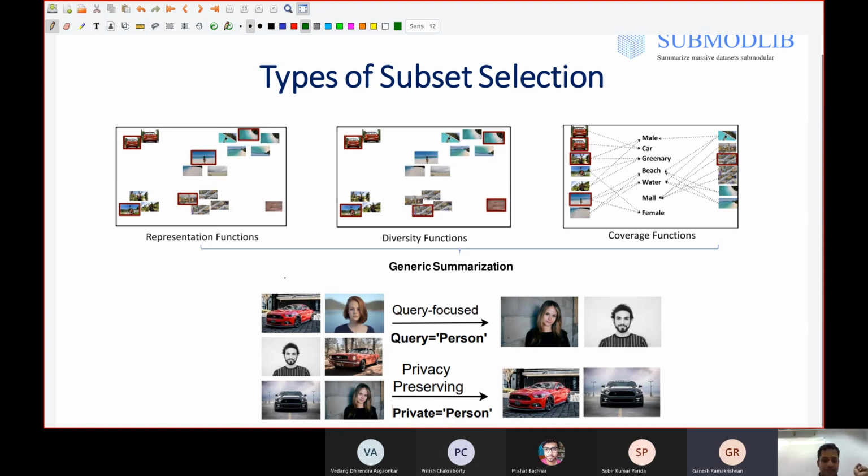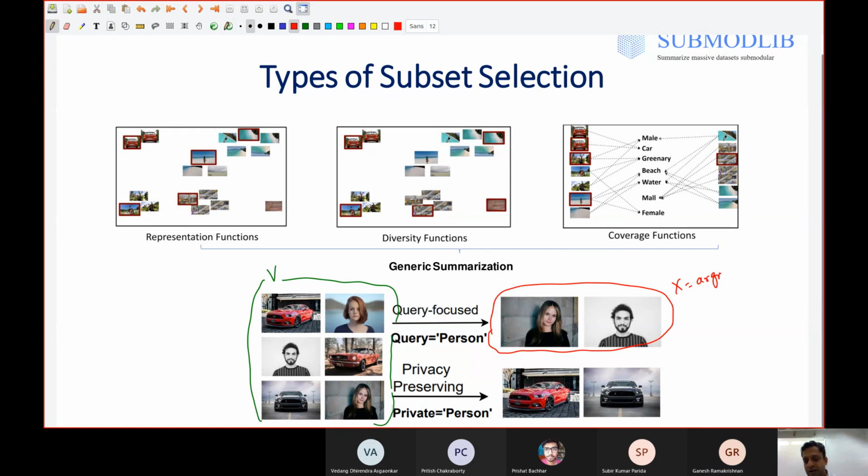I give this example. This is an image set B. You can say the query is person, then I'll get only people. But if privacy is person, these are two different sets. If the query is person, then this is Xq, which is argmax over X subset of B, X cardinality less than or equal to k, or in this case 2, of I f(X; Q).